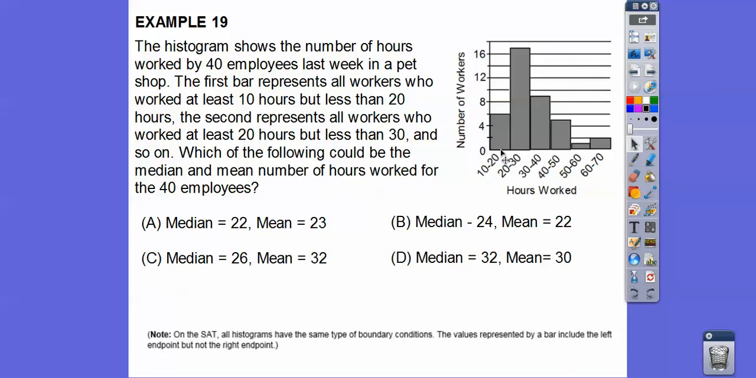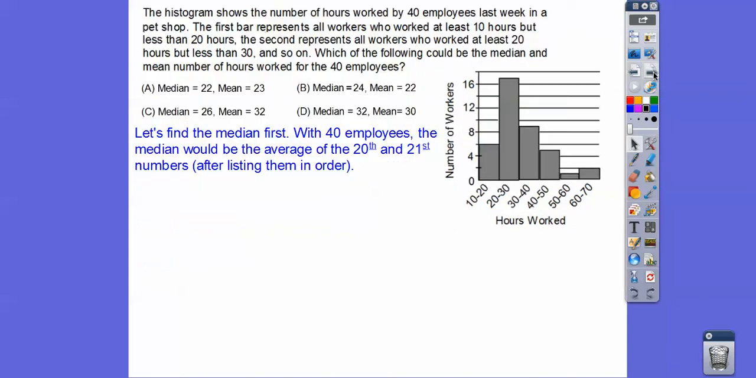So that's all histograms on the SAT include the left side but not the right side. Okay, all right, let me shrink all that up right there. Let's find the median first, you guys. With 40 employees, the median is the middle number, so that would be the 20th and 21st numbers.